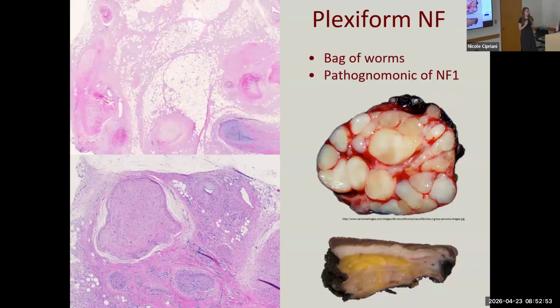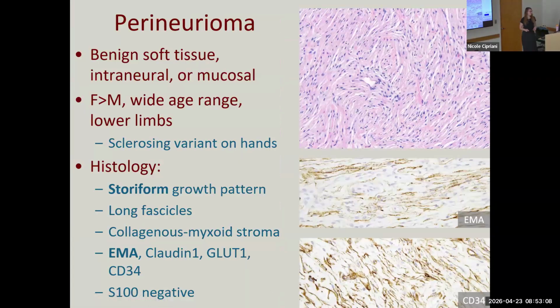Plexiform neurofibroma, right, is your pathognomonic tumor for neurofibromatosis 1. You get these diffuse sort of shredded, carroty spindle cell proliferations in the background, and then these bags, right? You can see these lobulated bags. That's plexiform. Perineurioma, very whorled, tightly packed, storiform, has markers of perineurial differentiation like EMA, CD34, GLUT1, Claudin-1, no S100, SOX10, right?